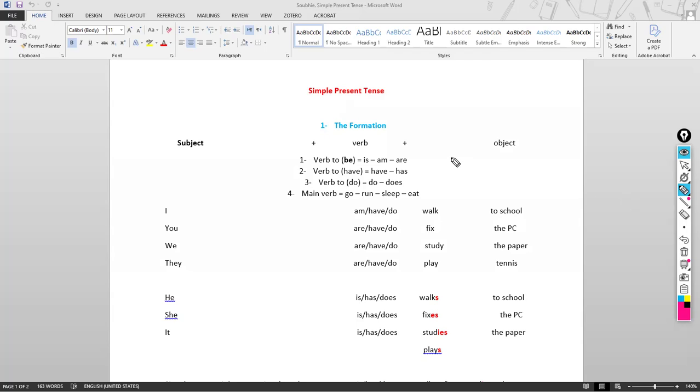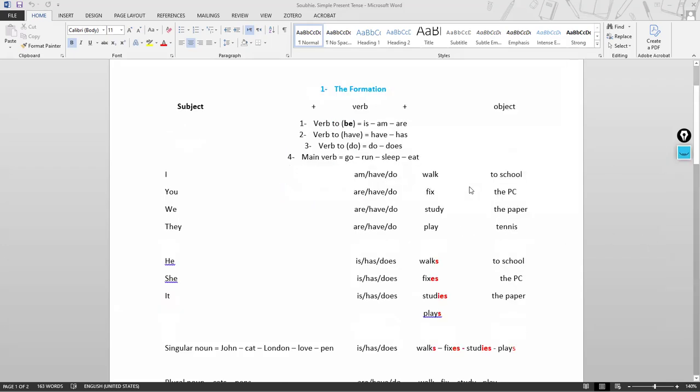So again, Subhi, if you remember, we discussed the formation of the simple present tense. I told you to be careful about these four kinds of verbs: verb to be, verb to have, verb to do, and the main verb. We have to apply these verbs with the subject, which could be a noun or a pronoun. This is the file that we have already discussed.